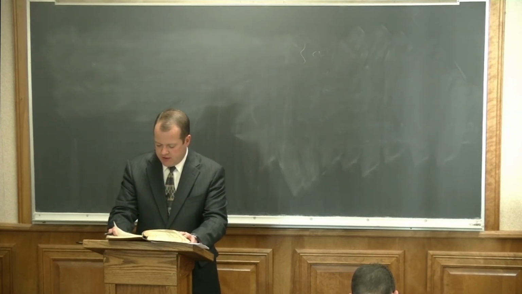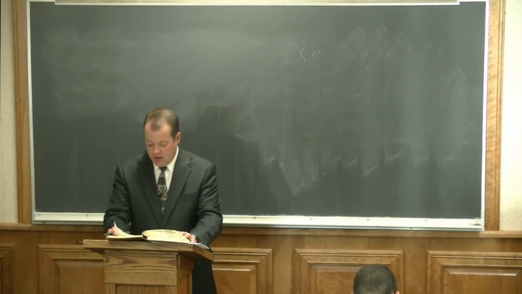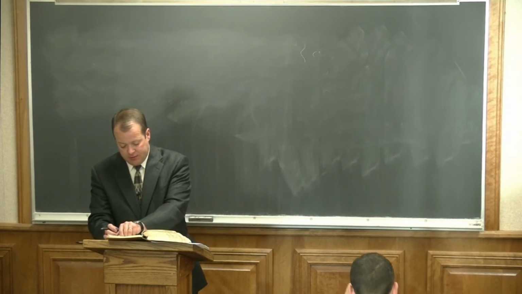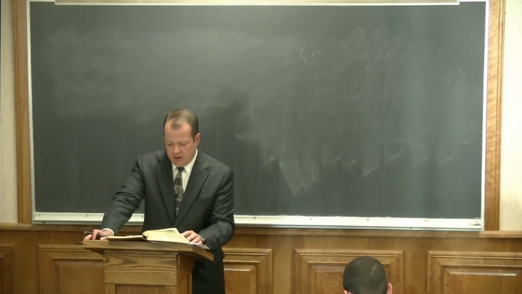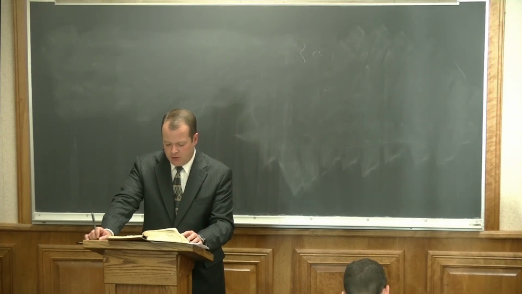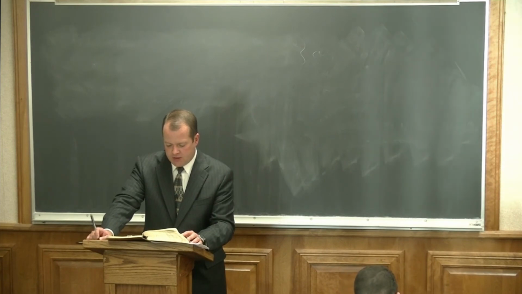1 John 3:4-10. Whosoever committeth sin transgresseth also the law, for sin is the transgression of the law. And ye know that he was manifested to take away our sins, and in him is no sin. Whosoever abideth in him sinneth not. Whosoever sinneth hath not seen him, neither known him. Little children, let no man deceive you. He that doeth righteousness is righteous, even as he is righteous. He that committeth sin is of the devil, for the devil sinneth from the beginning. For this purpose the Son of God was manifested, that he might destroy the works of the devil.